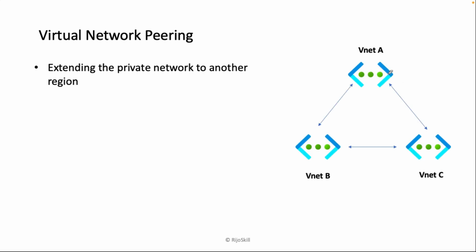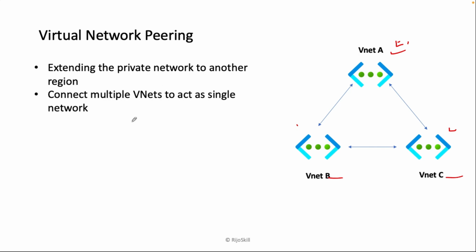So what is virtual network peering? Simply put, it extends the private network to another region. For example, you can see here virtual network A, virtual network B, and virtual network C. These are in different regions. If you are hosting this one in East US, this one in Europe, and this one in India or Asia, you need to extend your network connectivity to another region. You can use virtual network peering, the same as you can use a VPN.